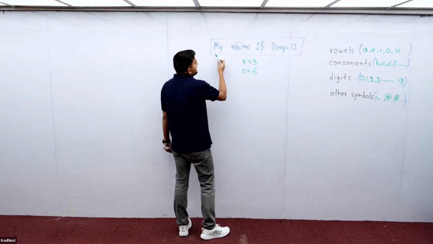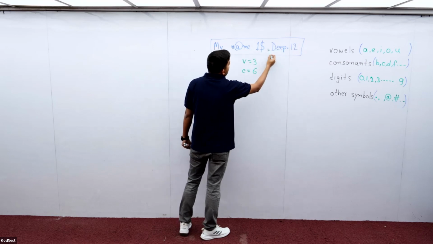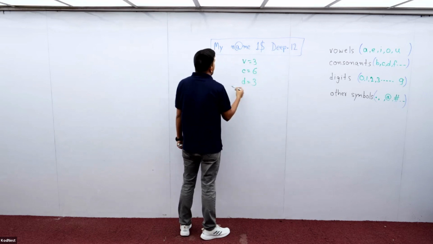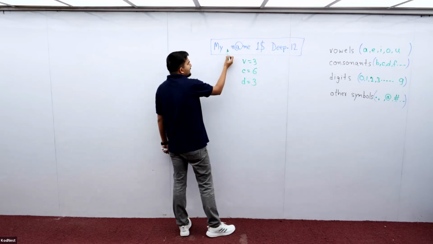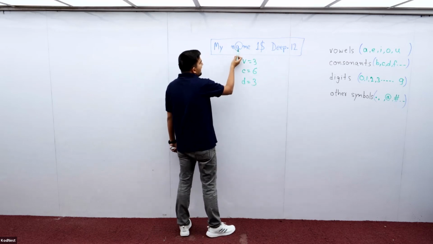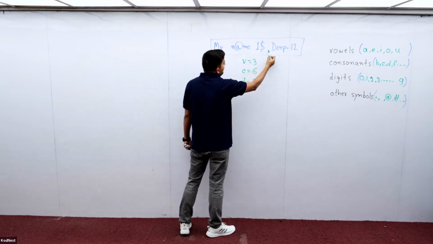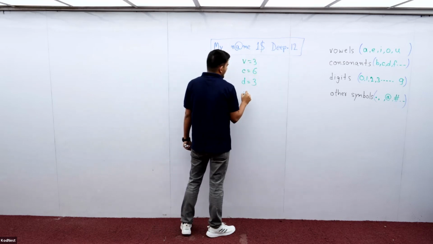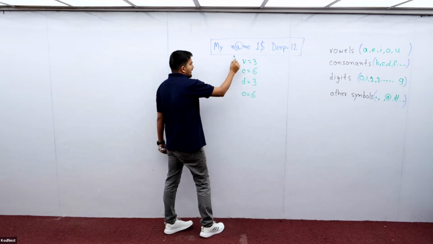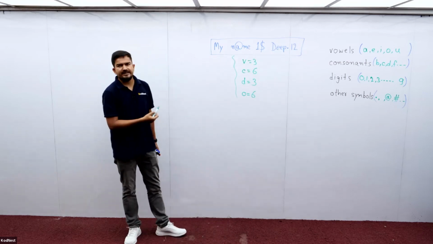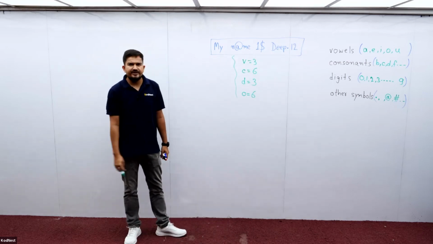How many digits are there? 1, 2, and 3. Total 3 digits are there. How many other characters are there? 1 space, 2 at the rate, again 3 space, 4, 5, 6. Others is equal to 6. So this is basically a program. We have to count the total number of vowels, consonants, digits, as well as the other special characters.